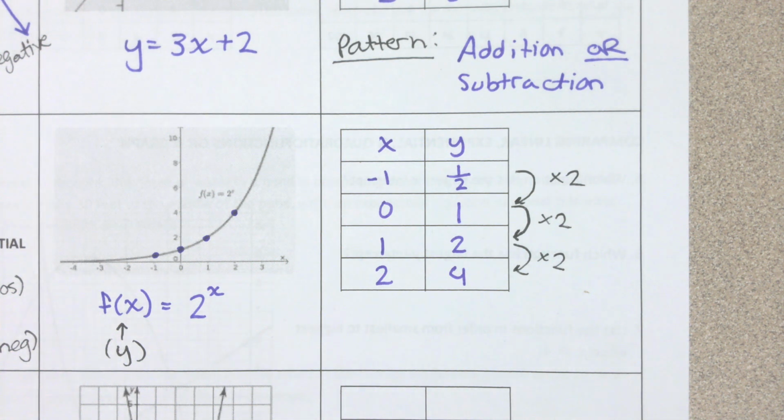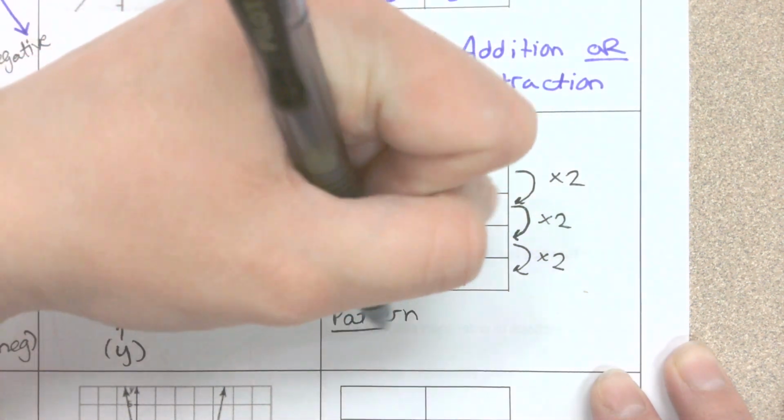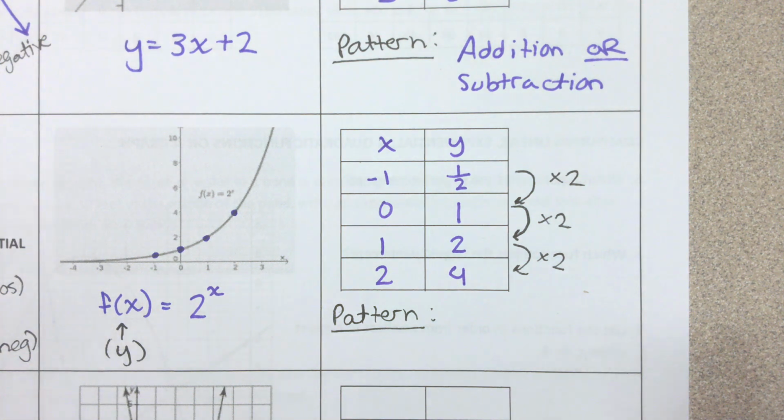On top of that, if when you go from number to number, you have to add different numbers, that's not a pattern. Just an FYI. It has to be the same exact thing happening. As you can see, our pattern here, it's multiplication.